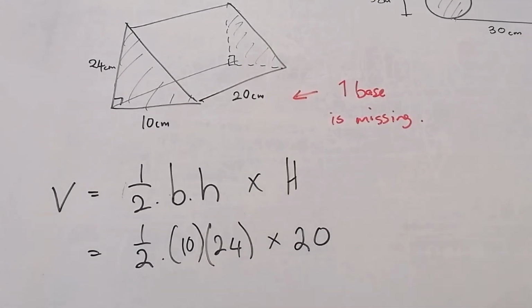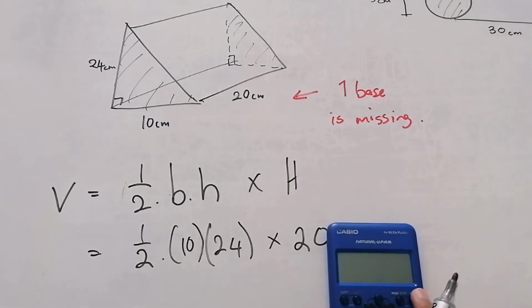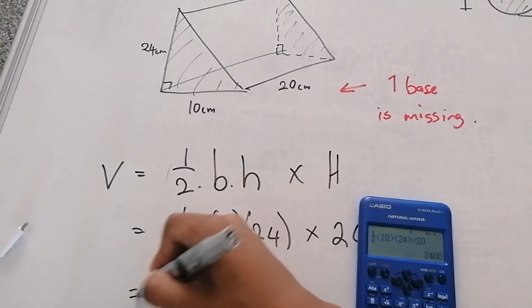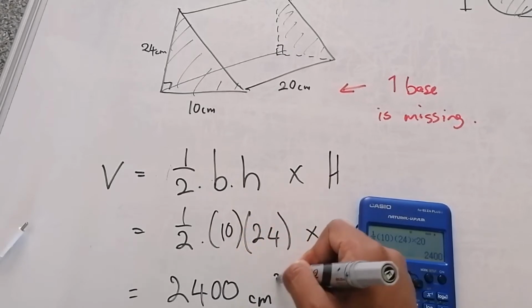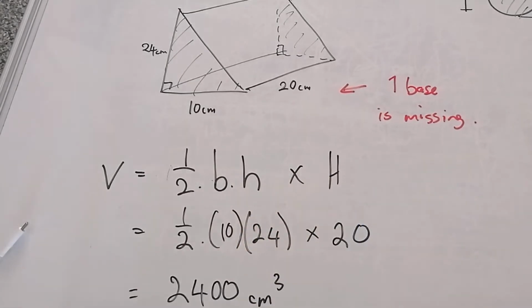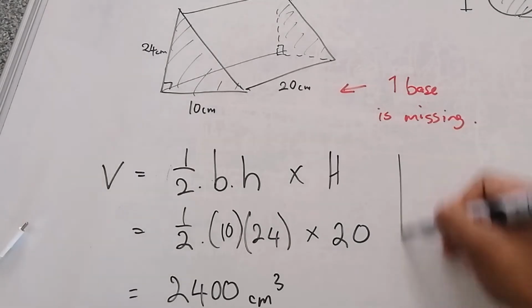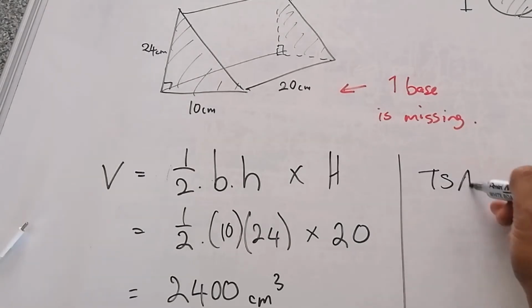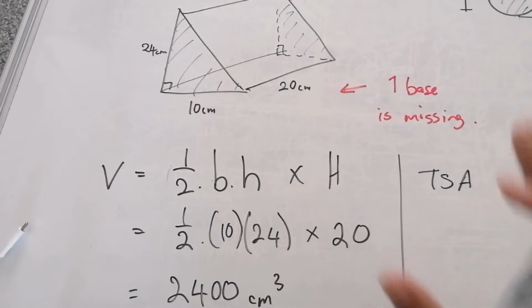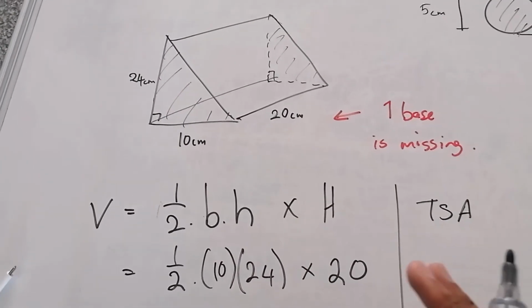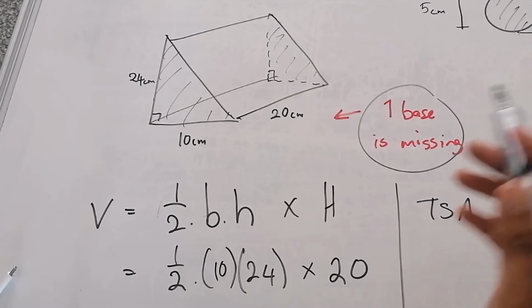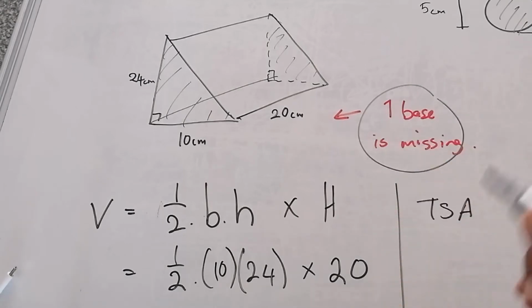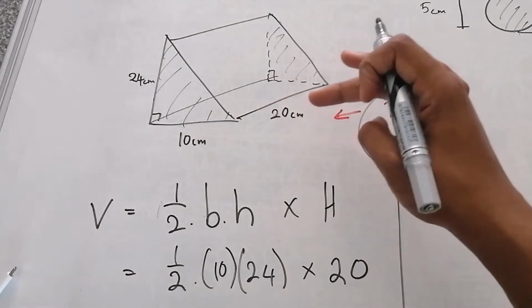And we can punch this into our calculator. Okay, and then my final answer is 2,400 centimeters cubed. Okay, so volume is nice and easy. Now, to work out total surface area for the same shape, remember we need to work out the area for only one of the bases because the other one is missing. So just an area for one of the bases plus the perimeter times the height. That's to get the area of everything around.